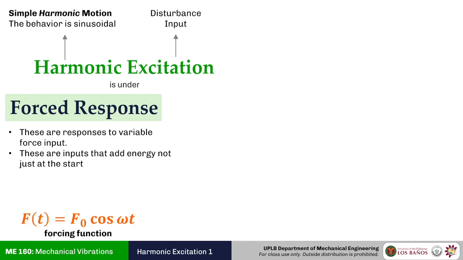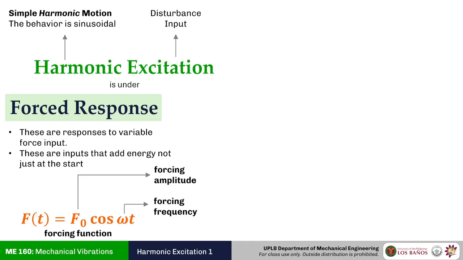So the disturbance can be summed up or modeled as a simple sinusoid function f of t. This is the forcing function, and f of t is equal to f naught, or the forcing amplitude, times cosine omega t. Now, this omega is called the forcing frequency.